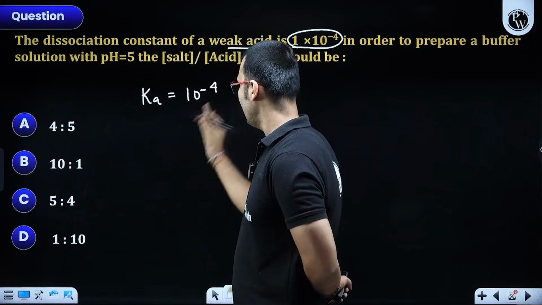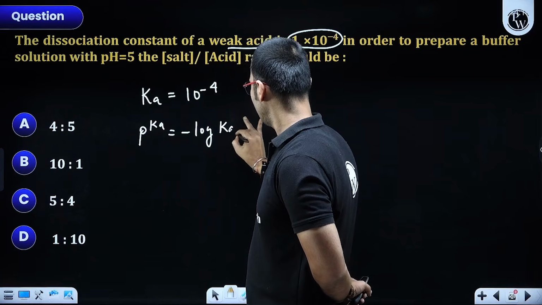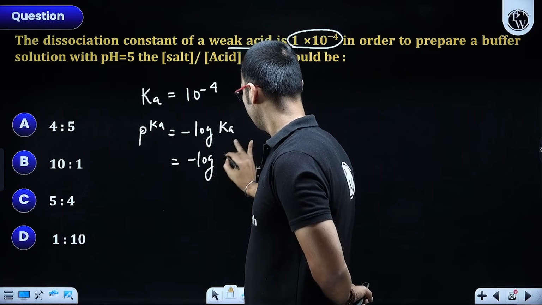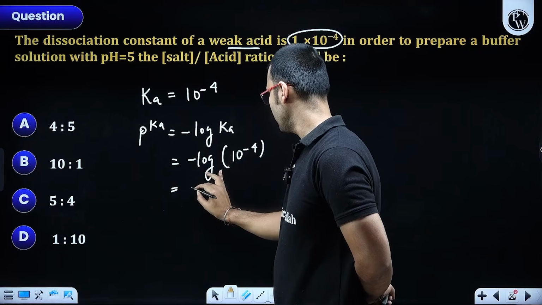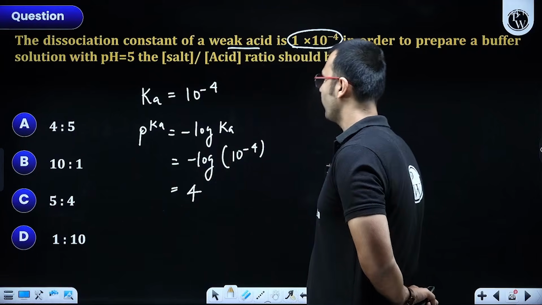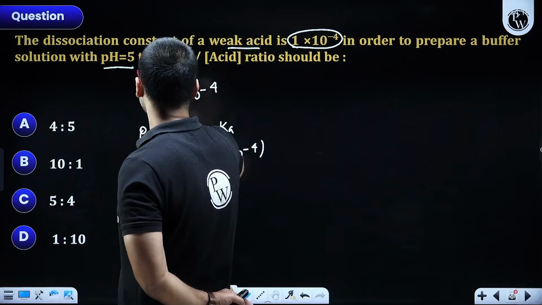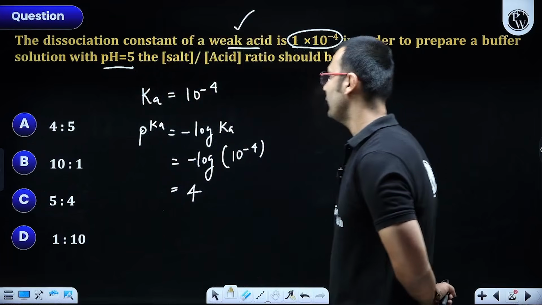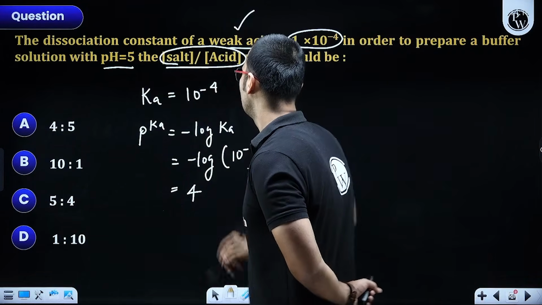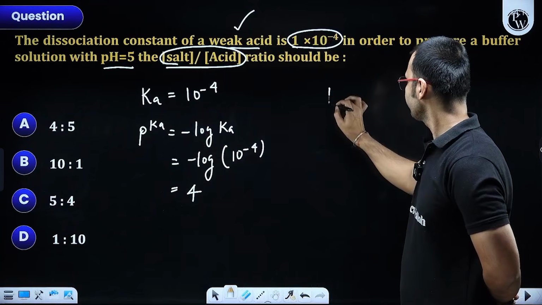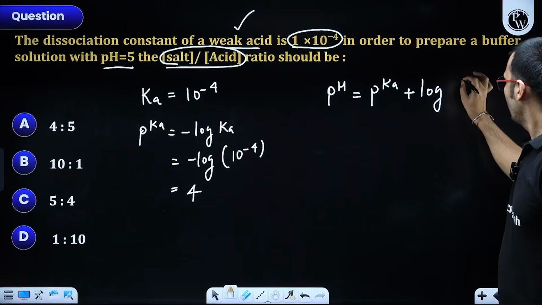Now, anytime from Ka we can find pKa, because we know that pKa is minus log of Ka, right? So minus log of 10 power minus 4. Minus 4 will come outside: minus 4 into minus log 10, which is 1. So here pKa is 4. Now, in order to prepare a buffer solution with pH 5, of course, because it's a weak acid, we are going to prepare an acidic buffer here, and we have to find the ratio of concentration of salt and acid. So we can directly apply the formula. pH is pKa plus log concentration of salt.